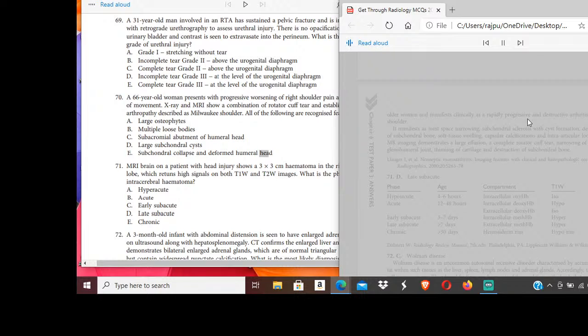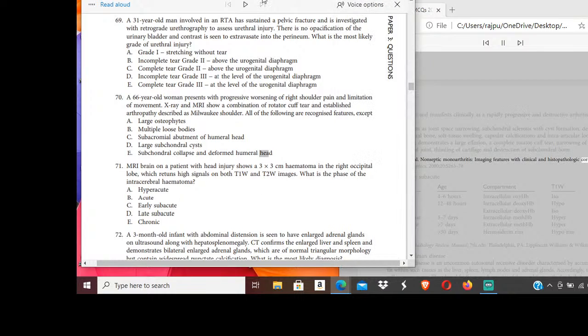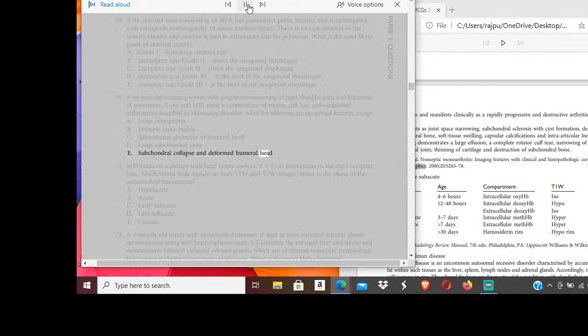161. Older women and manifests clinically as a rapidly progressive and destructive arthritis of the shoulder. It manifests as joint space narrowing, subchondral sclerosis with cyst formation, destruction of subchondral bone, soft tissue swelling, capsular calcifications and intraarticular loose bodies. MR imaging demonstrates a large effusion, a complete rotator cuff tear, narrowing of the glenohumeral joint, thinning of cartilage and destruction of subchondral bone. Logger J, et al. Nonseptic monoarthritis, imaging features with clinical and histopathologic correlation.